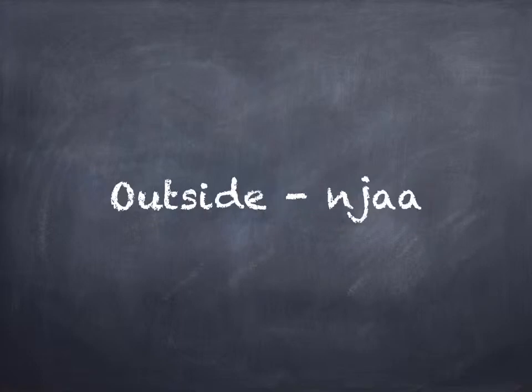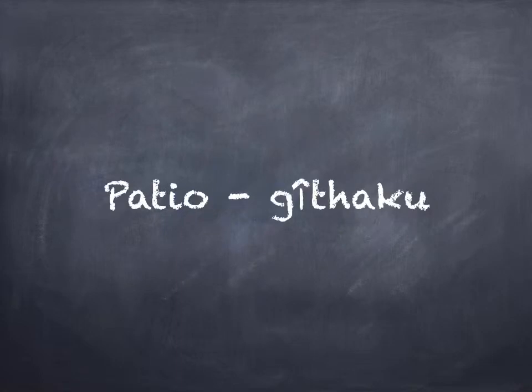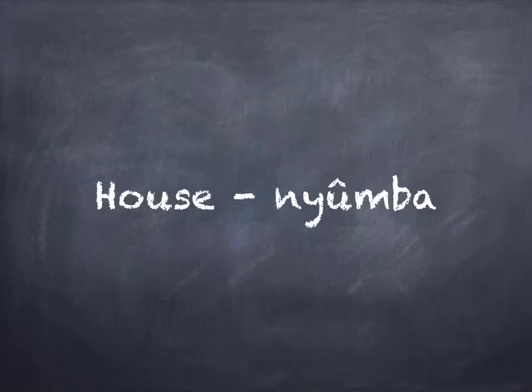Kĩhingo. Once you enter through the gate, then you'll find yourself outside the house. Outside is known as njaa. Njaa. Just outside the house, you are going to find a patio. A patio in Kikuyu is known as gîthaku. Gîthaku. And this is when you make your grand entry into the house, which is known as nyũmba. Nyũmba. And not to be confused with nyũmba, meaning family.